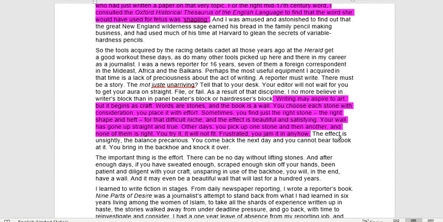The effect is unsightly, the balance precarious. You come back the next day and you cannot bear to look at it. You bring in the backhoe and knock it over.